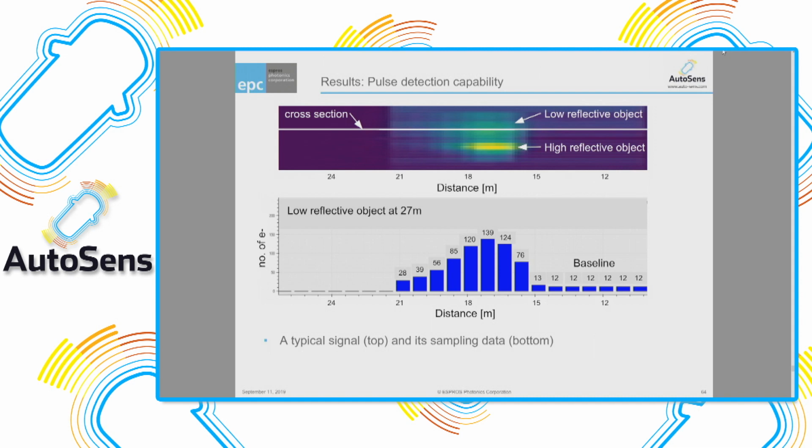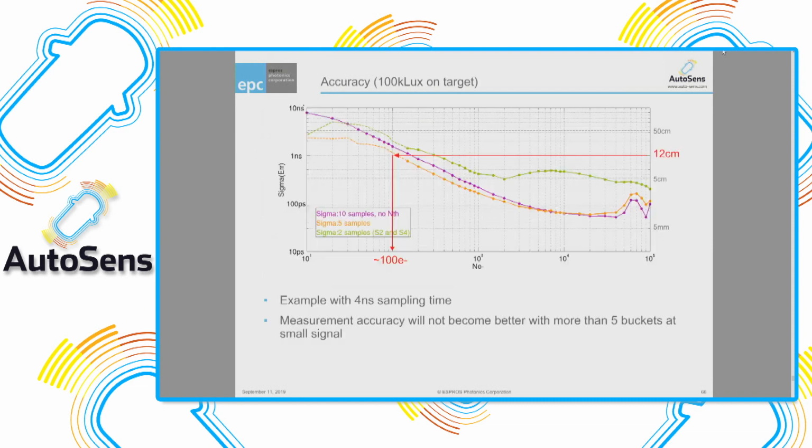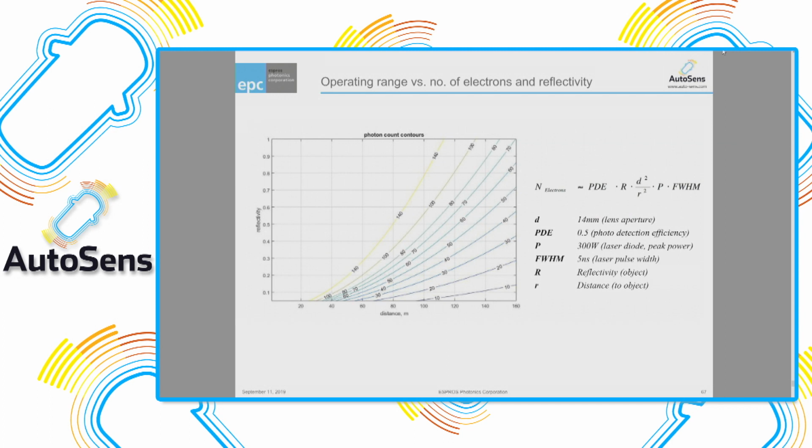The question is now, when you sample at 4 nanoseconds, how accurate can you be? Because 4 nanoseconds means 60 centimeters resolution. But if you use the digitized values in this formula, which basically calculates the center of gravity of the pulse, you can achieve with 100 electrons a 12 centimeter resolution. If it's 1,000 electrons, it's then 1 centimeter or so resolution, just because of the calculation of the center of gravity.